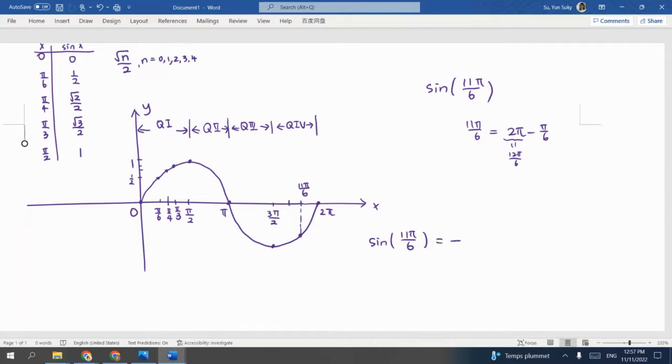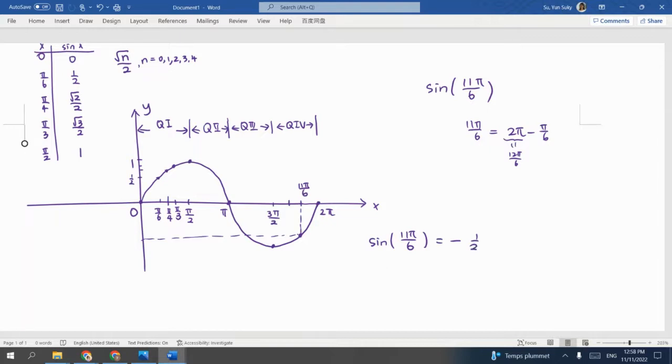And then you see here the reference angle. If you have 6 in the denominator, the reference angle will be pi over 6. That's why the reference angle is pi over 6. Therefore, that is 1/2. Maybe the graph is not so pretty, but this should be 1/2. Therefore, this is negative 1/2.